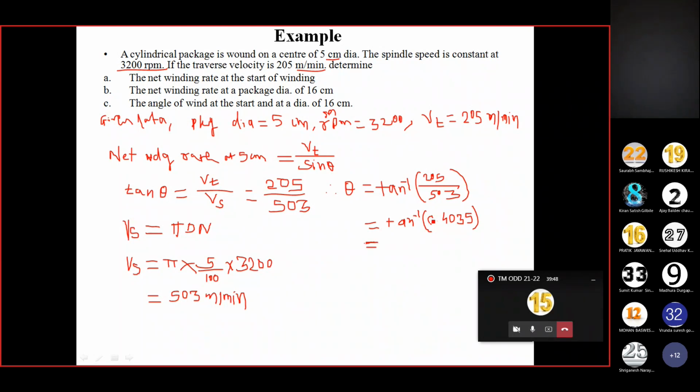Tan inverse of 0.4035, you will get the answer. How much is it? 22 point 17. So we can write 22 degree and 17 minutes. That will be the theta.